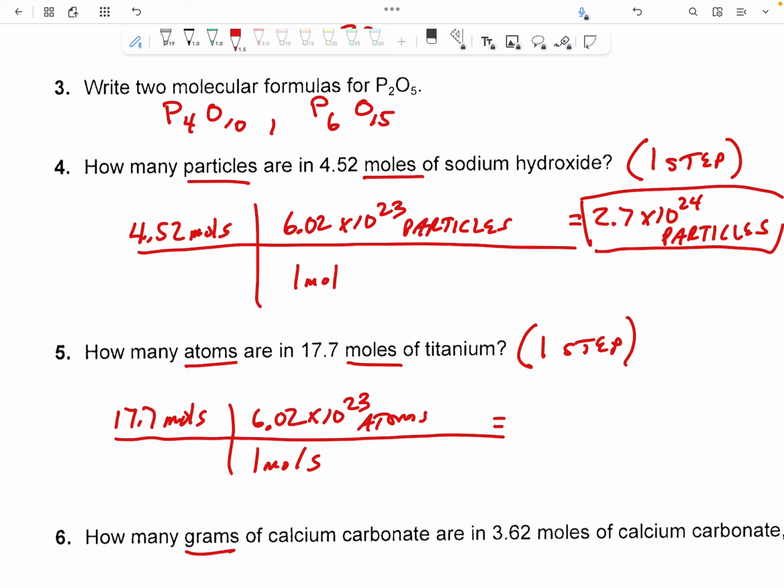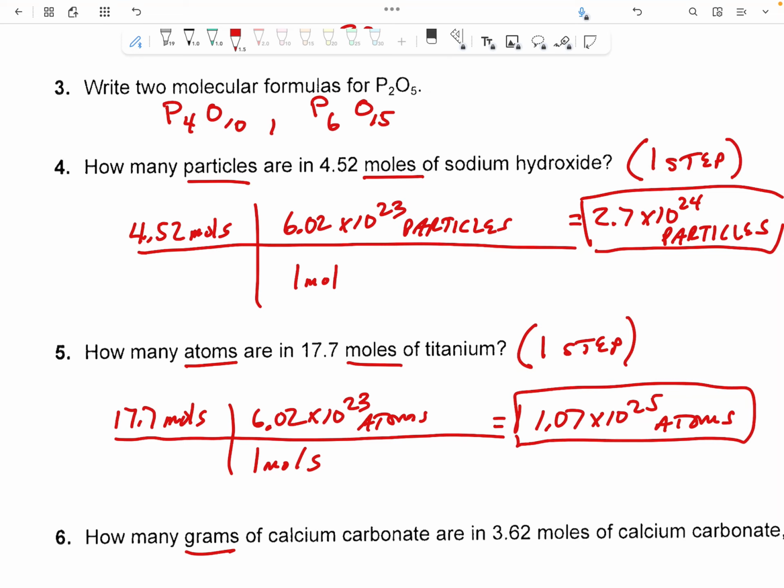17.7, oops, let me clear that out, 17.7 times 6.02 times 10 to the 23rd. That gives us 1.07 times 10 to the 25th. And that would be atoms, making sure that we have units for our numbers.